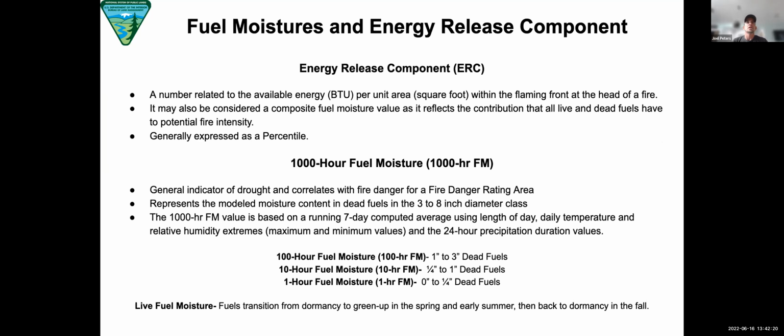So that ERC is basically a heat per unit area measurement. So you know, how dry is it and how hot is it going to burn at the flaming head of that fire. So it's generally expressed as a percentile, which will be shown in the graphs coming up. And we also rely heavily on our 1,000-hour fuel moistures as well. They're just a very good correlation towards drought over long-term periods of time, and where those fuels conditions are at moisture-wise out in the landscape. Next slide, please.